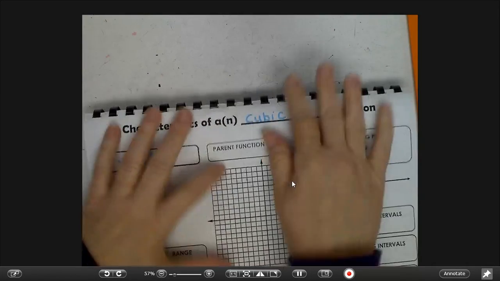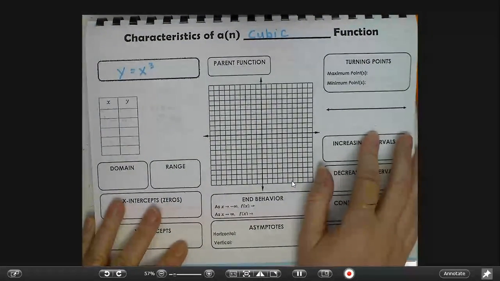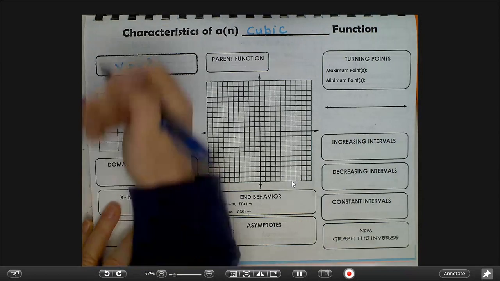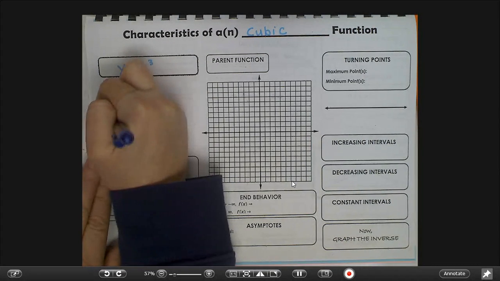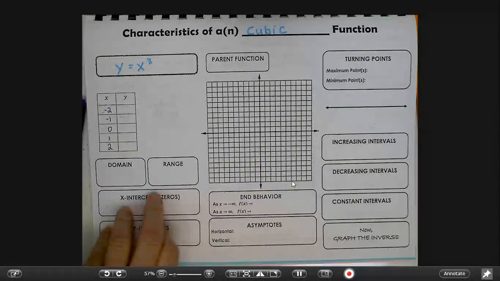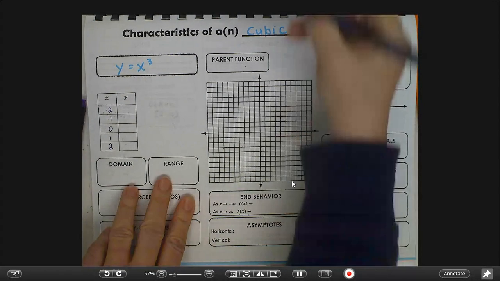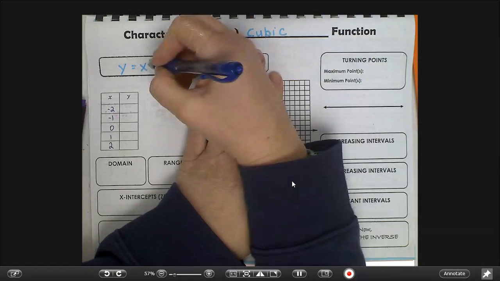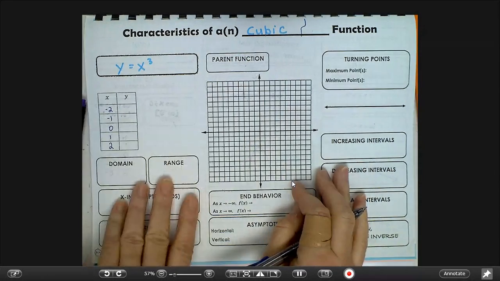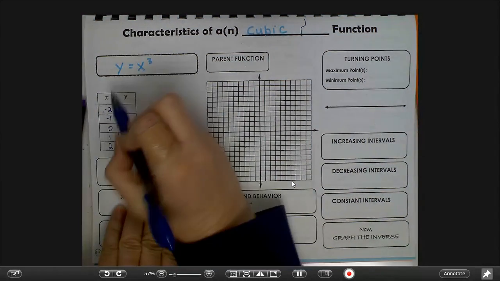All right, so now we have a cubic function. Cubic being y equals x cubed. So if we give ourselves some points, -2, -1, 0, 1, 2, those are just great ones to use, then we're going to substitute in. You should, upon seeing this, be able to remember that a cubic function looks like that. So just kind of keep that in your head.